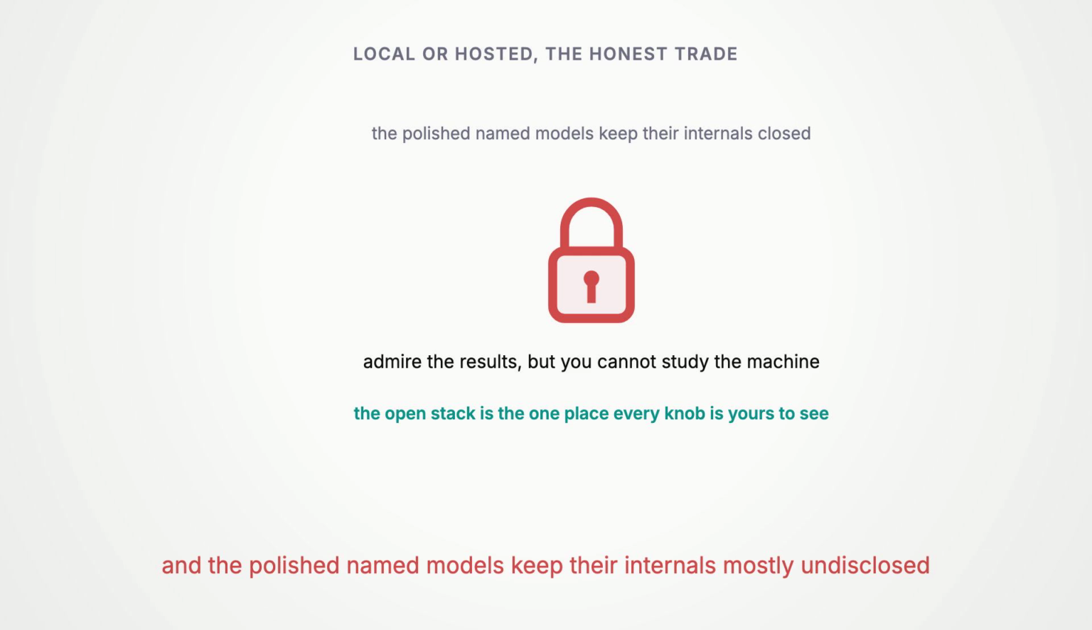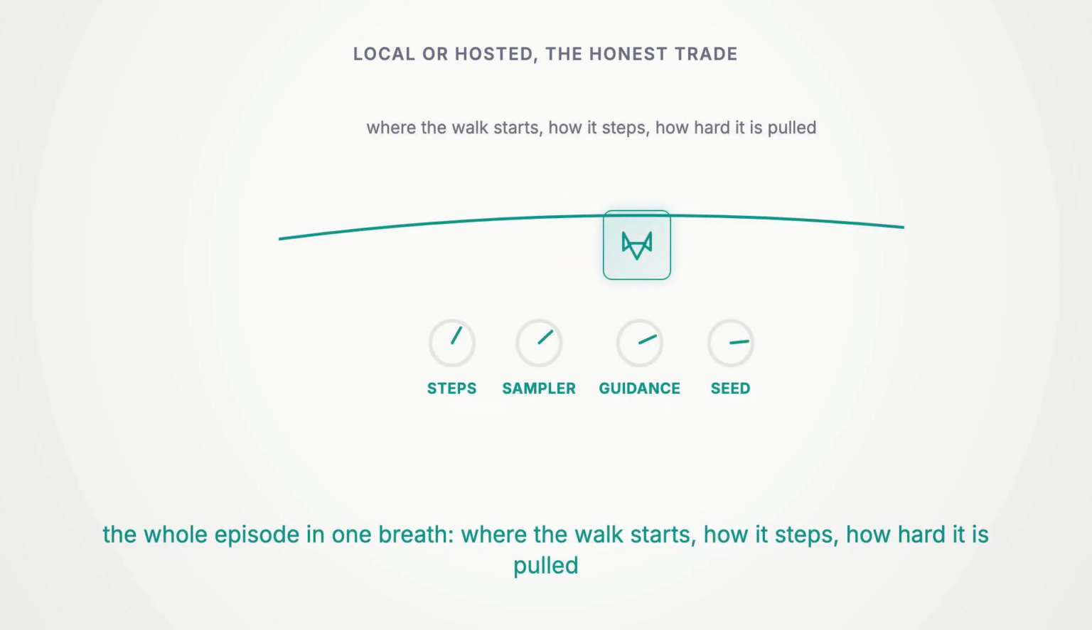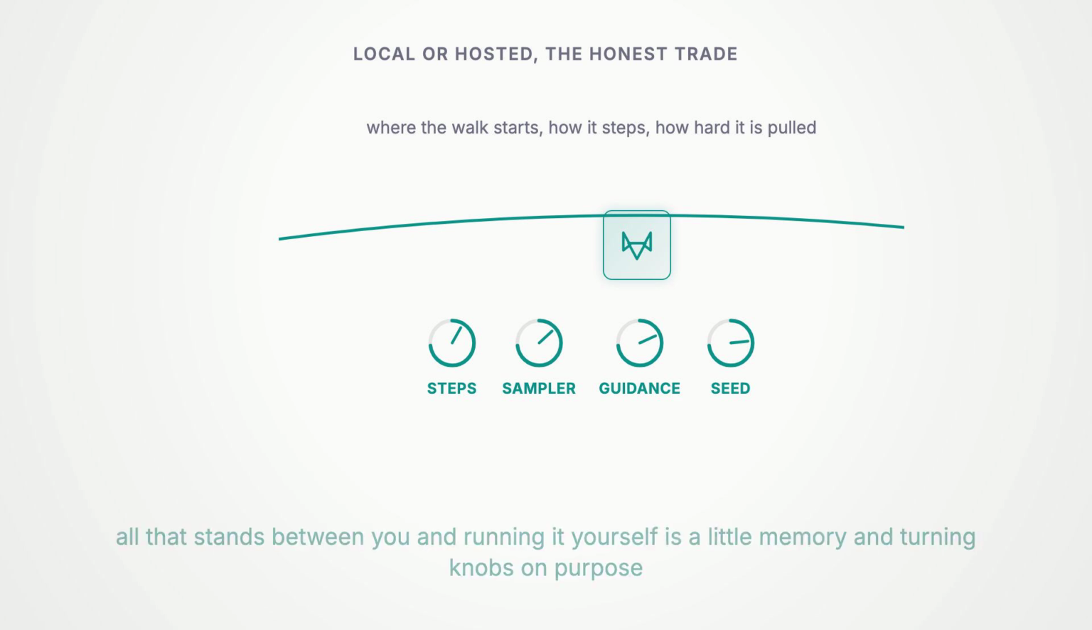So here is the whole episode in one breath. The same prompt gives a masterpiece or mush because of where the walk starts, how it steps, and how hard it is pulled, and the only thing standing between you and running that walk yourself is a little memory and a willingness to turn the knobs on purpose.